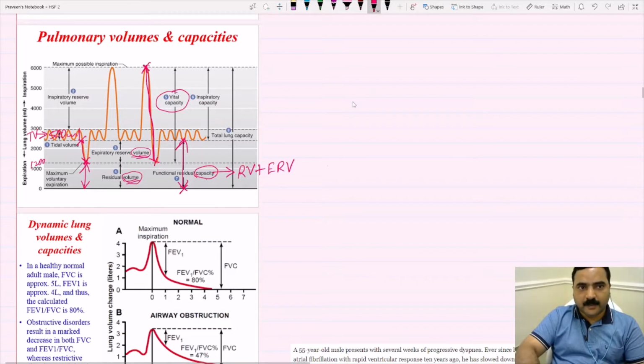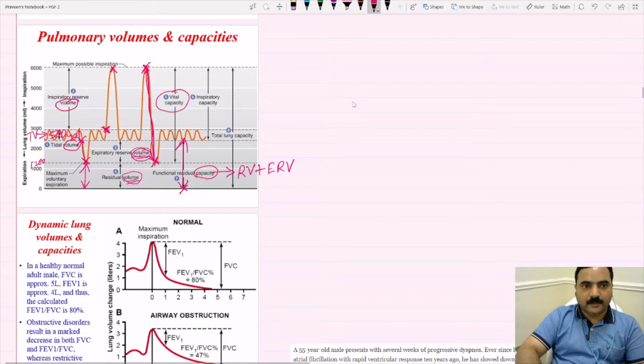After the forceful inspiration, the volume of air that is expired out forcefully is called the vital capacity. Vital capacity includes three volumes: the inspiratory reserve volume plus tidal volume plus expiratory reserve volume. The sum of these three is called vital capacity. We have discussed expiratory reserve volume and tidal volume. Inspiratory reserve volume is the volume of air that can be inspired in forcefully after the tidal inspiration, from here to here.